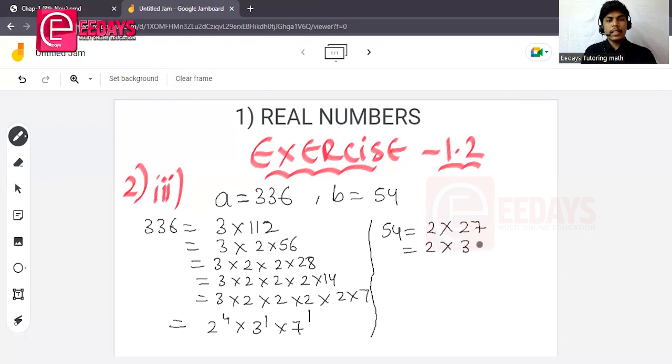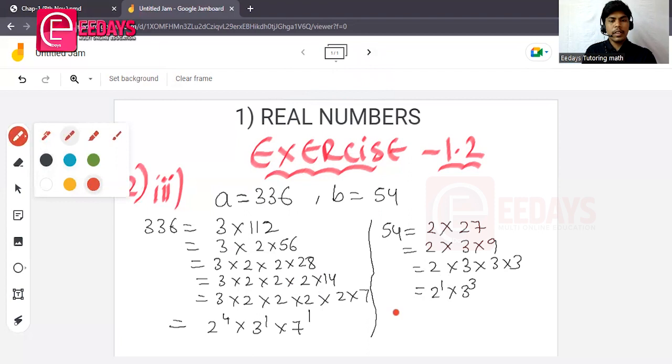27 we can write as 3 nines, and 2 into 3 we can write as 3 into 3. Now you'll get 2 power 1 into 3 cube. Now observe carefully. Now you need to find the HCF. Let's find the HCF here.